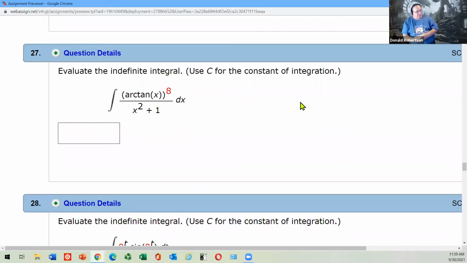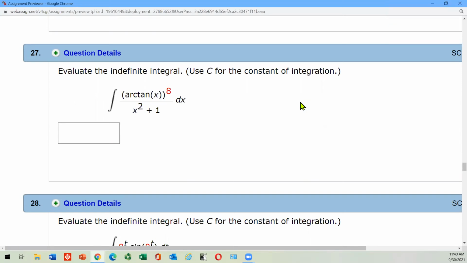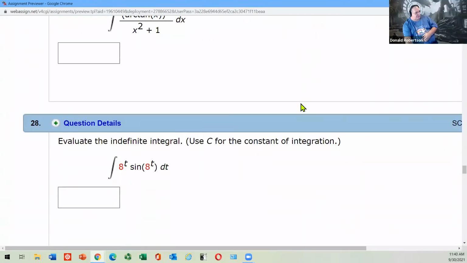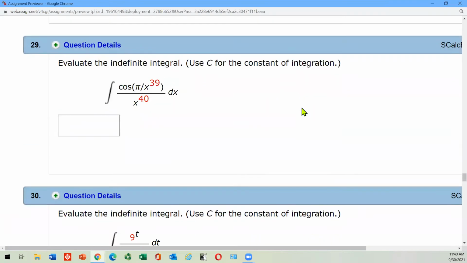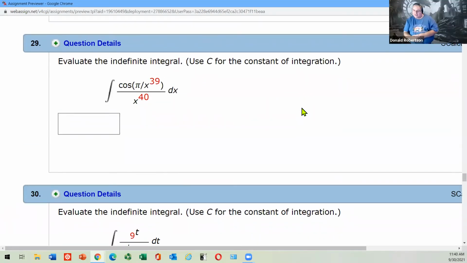Who's the u sub in 27? The inverse tan. Well done for calling it the right answer. What is the u sub in 28? Eight to the t. We're on a roll here, guys. What is the u sub in 29? I hope you're taking note of some of these, because when you do your homework, isn't that going to be the first line? Yeah, to do the u sub. Hopefully you'll remember most of them.